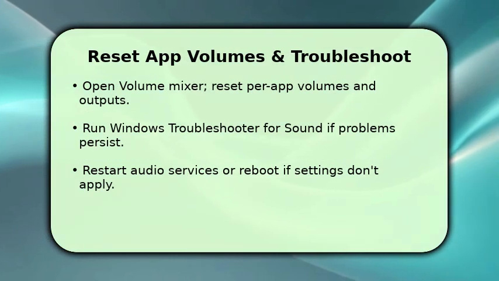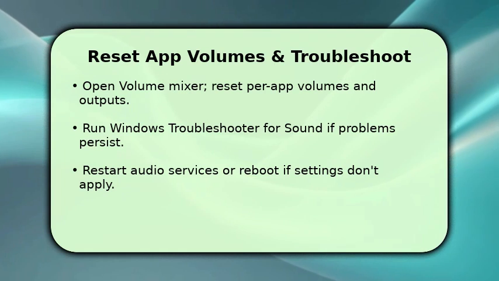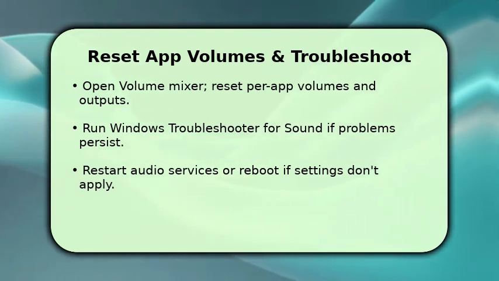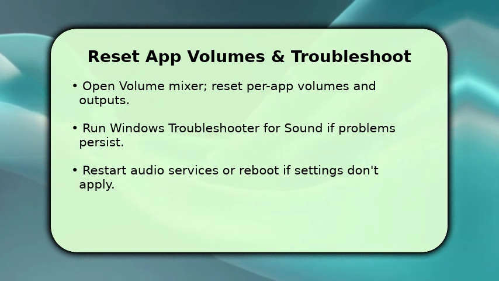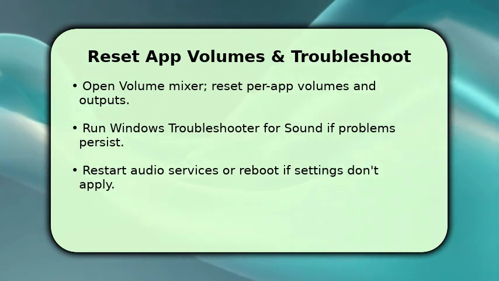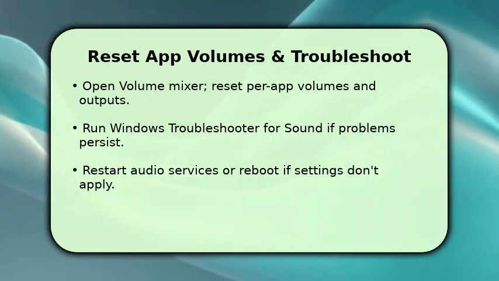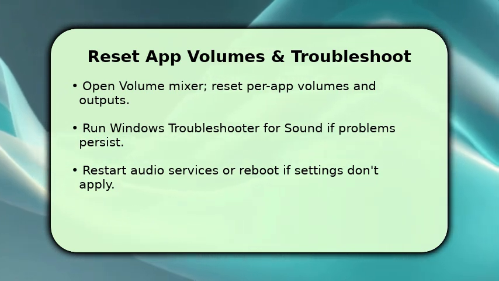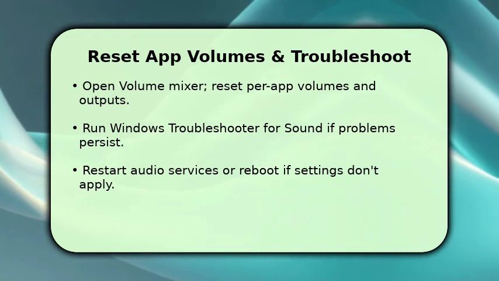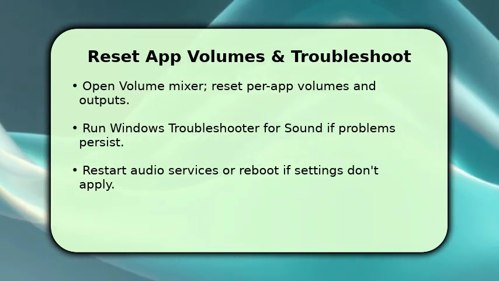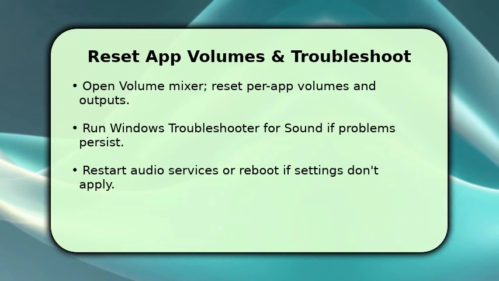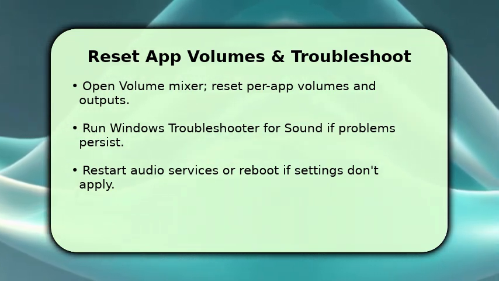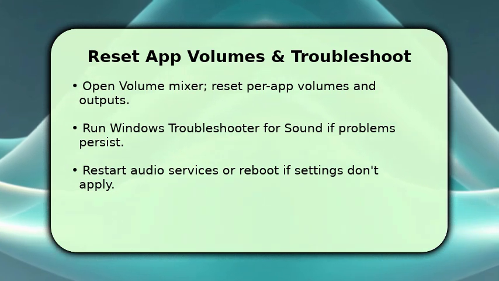Finish by syncing app-level volumes and running tools to catch lingering issues. Open the volume mixer or advanced sound options and set each app to the correct output and reasonable volume. This prevents one app from silencing others. If audio still fails, run the built-in Playing Audio Troubleshooter because it automates checks of drivers and services. Make sure to restart Windows Audio Services or reboot if changes don't apply. This often clears locked resources and restores normal sound.